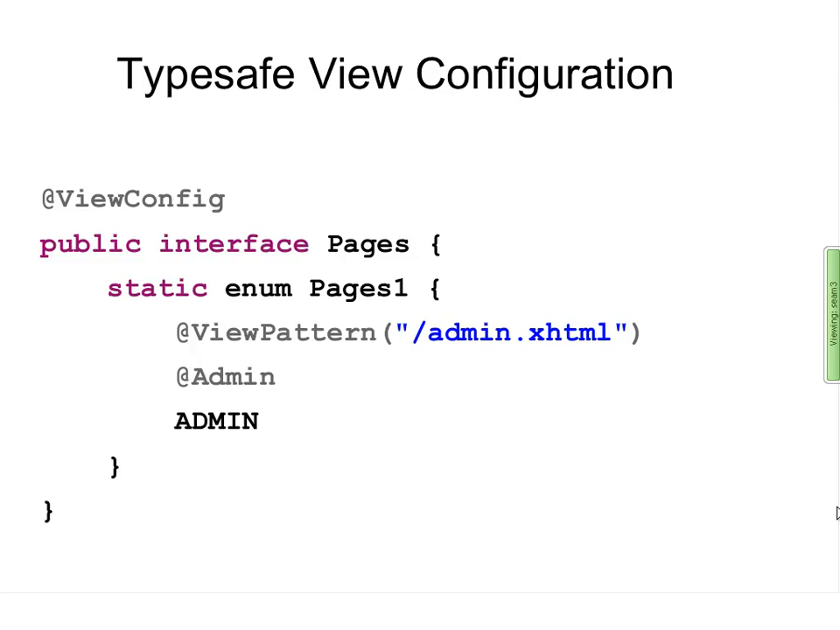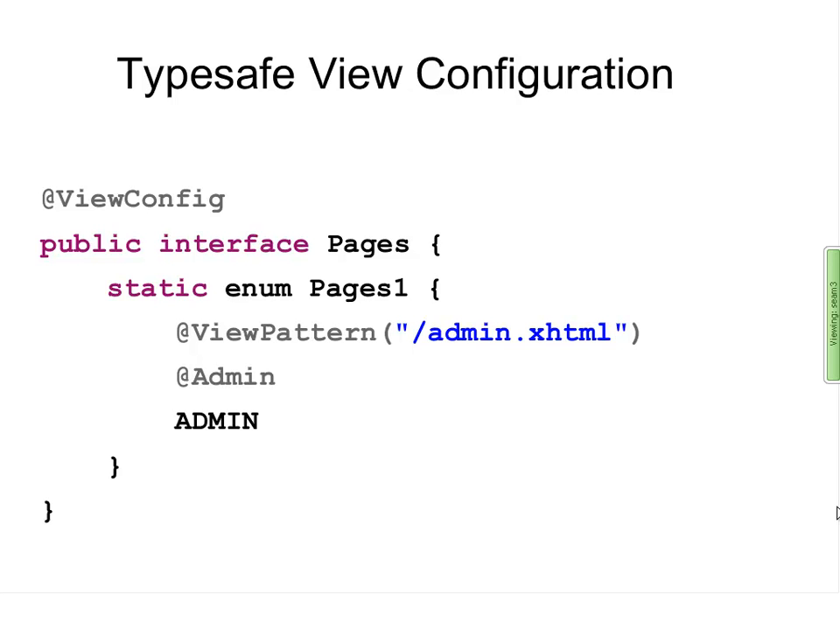We start off by annotating the containing class or interface with the view config annotation, which you can see at the top of the code listing. This lets Seam Faces know that this class contains our view configuration. Then for each view that we wish to configure, we add a value to the enum and annotate that value based on how we want to configure the view.